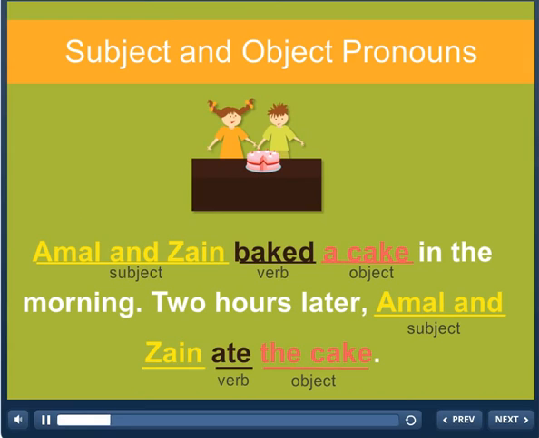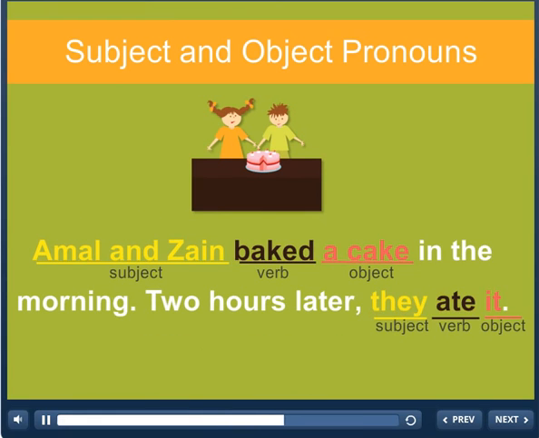Amal and Zain baked a cake in the morning. 2 hours later, Amal and Zain ate the cake. Amal and Zain baked a cake. 2 hours later, they ate it.